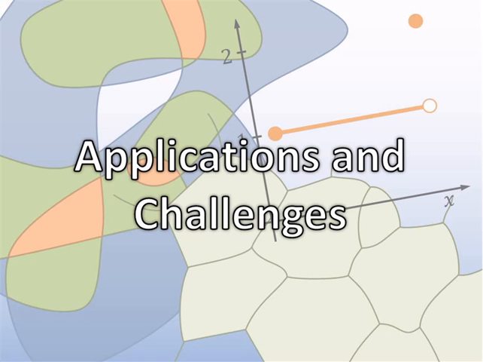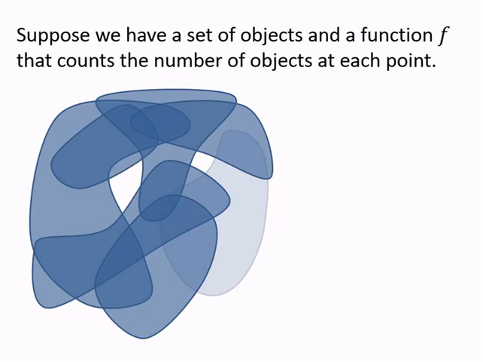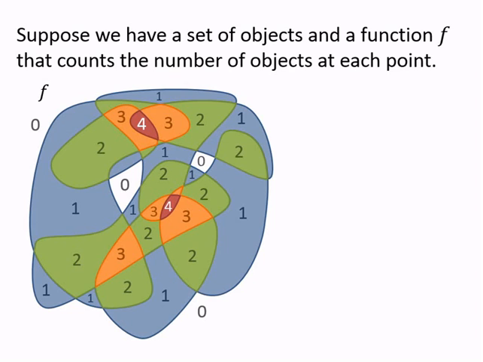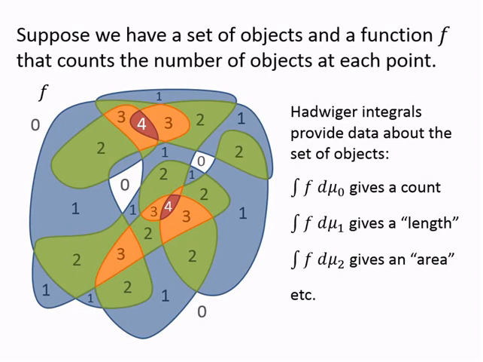So the application is to surveillance or target enumeration. Suppose I have a bunch of sets in some workspace in the plane, and I have a function that counts the number of sets that exist at each point. Those are the values of my function. The Hadwiger integrals provide information about this collection of sets. So loosely, the Euler integral gives a count, the mu1 integral gives a length, the mu2 integral gives an area, and so on. Very much analogous to the intrinsic volumes.